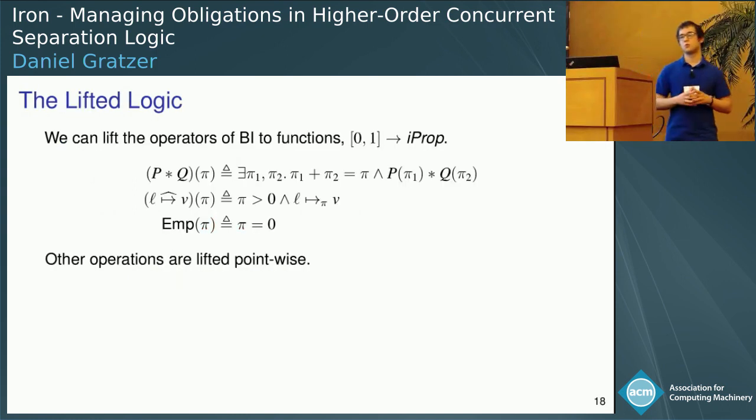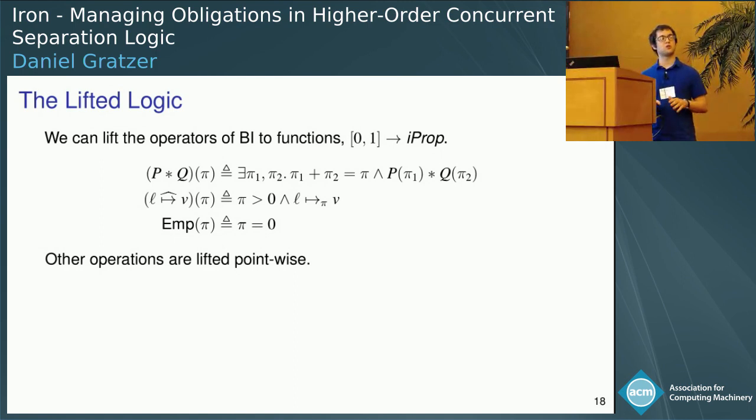In particular, we're going to take the specification logic of Iron, and we're going to lift it so that propositions are actually functions from 0 to 1 to other propositions. And we lift the connectives of the specification logic to these functions. In particular, now P star Q at pi means that we just split pi somehow and give part of the pi to P and part of the pi to Q.